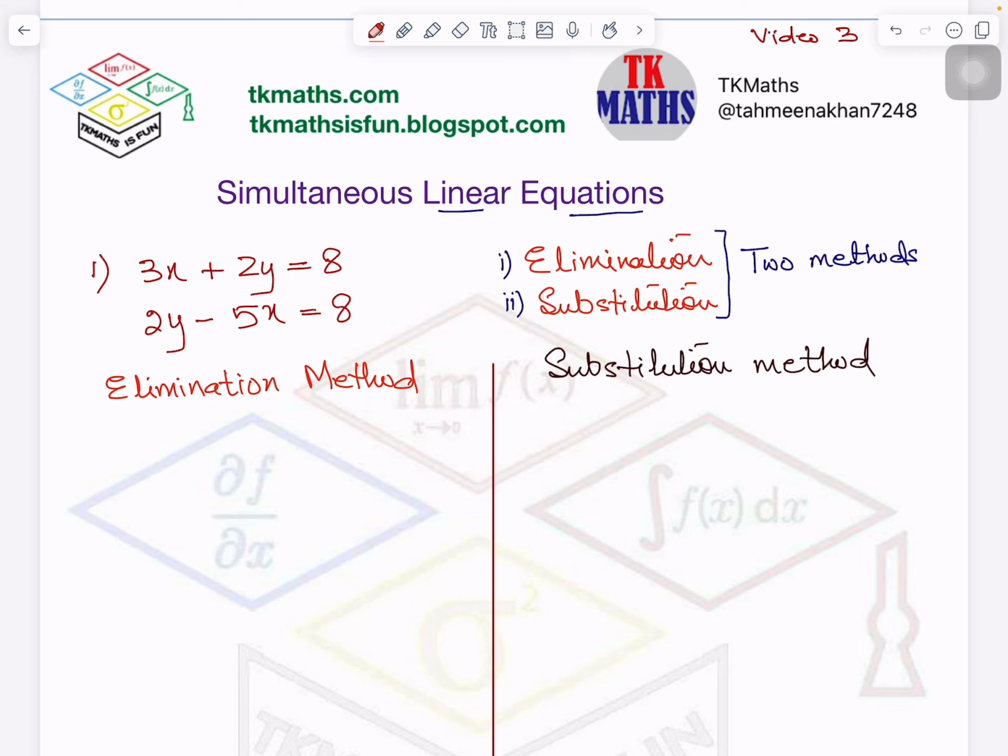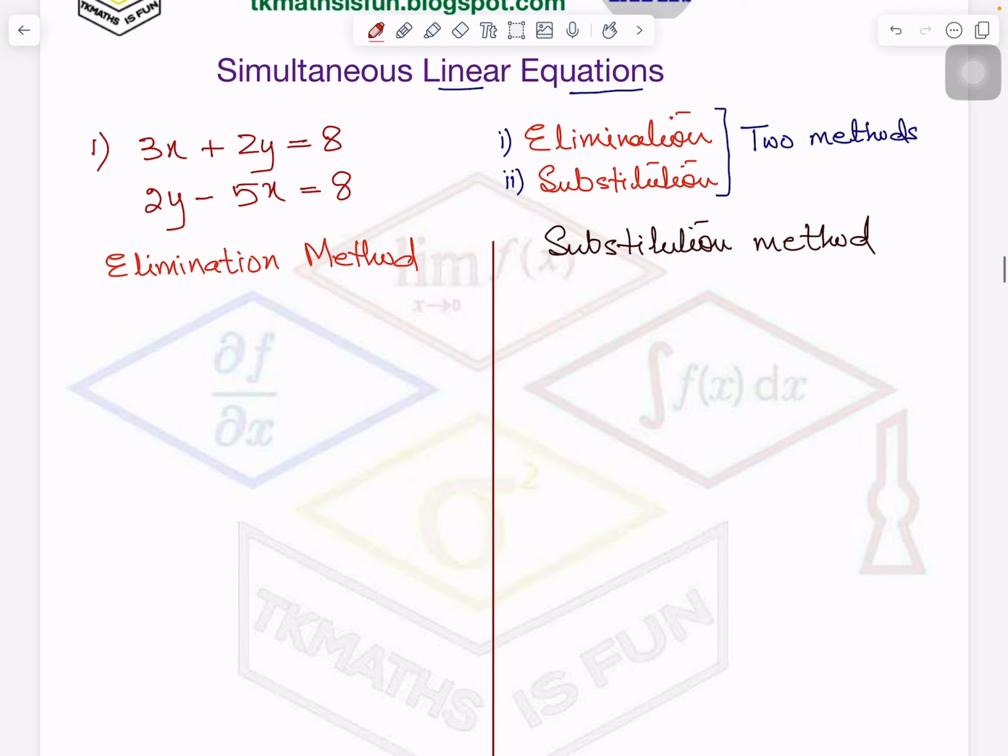First of all, I'm solving it by the elimination method. So I need to write it in the same order. For example, I'm calling this equation 1 and this equation 2, naming it. Now I will rearrange equation 2 so that x is written first.